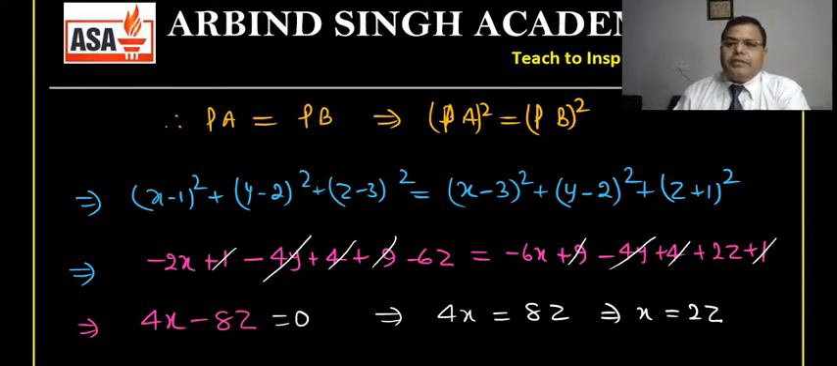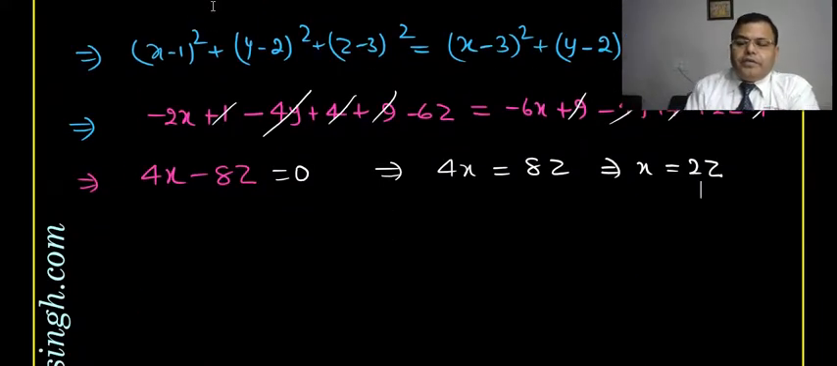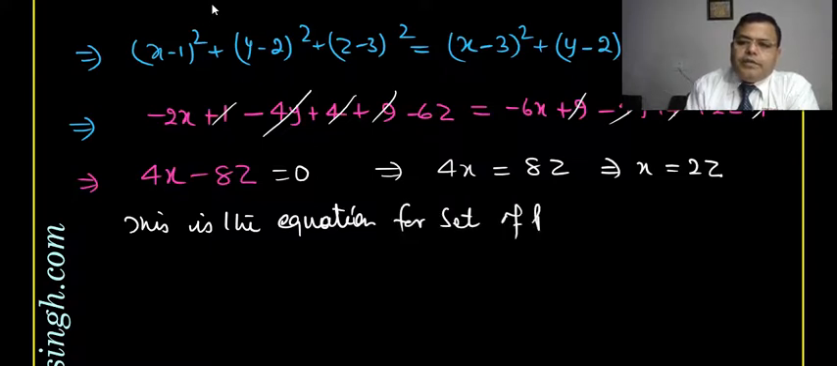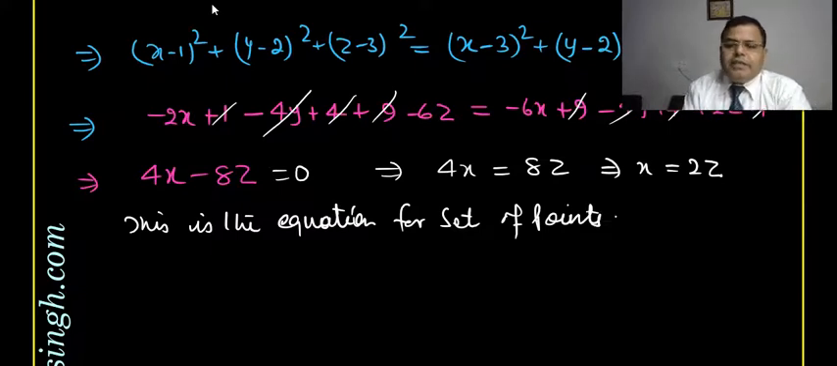This is the equation for the set of points where x and y coordinates will exist, but the z coordinate is always independent. That is, it can be anything. It can be 0, 1, 2, 4, 5, because it is independent of z, independent of y.